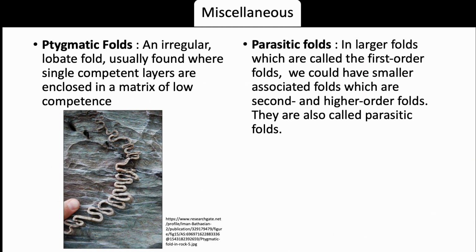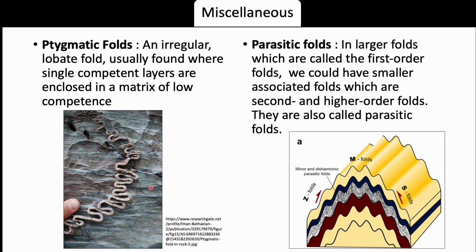Here we have two types of folds, ptygmatic folds and parasitic folds. Ptygmatic folds are irregular lobate folds usually found where single competent layers are enclosed in a matrix of less competent layers. Here the diagram shows the ptygmatic folds.